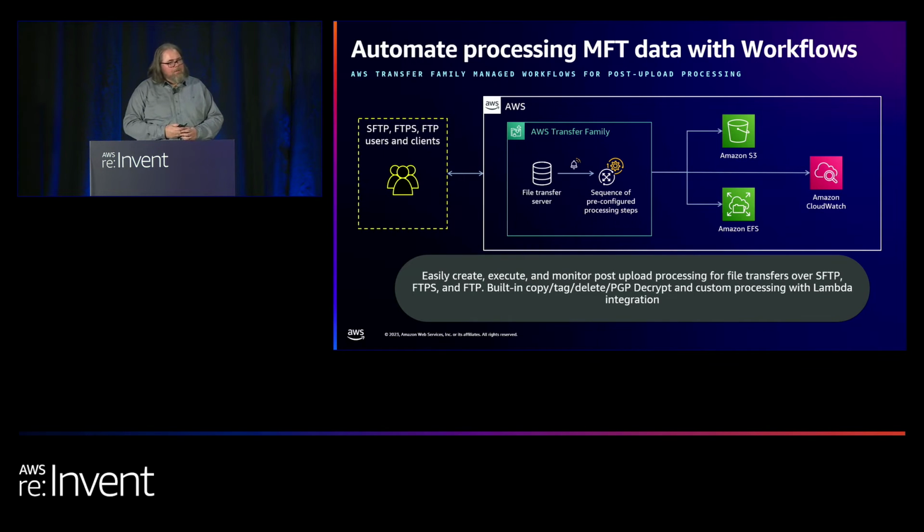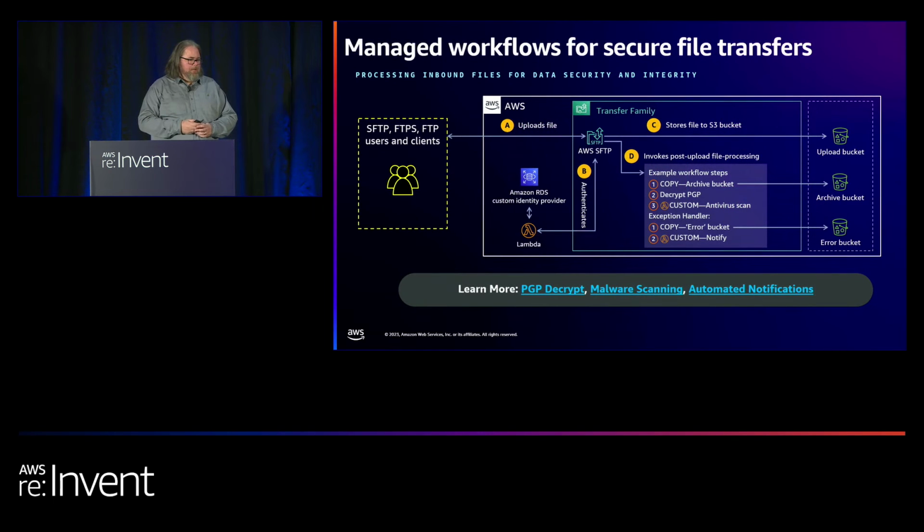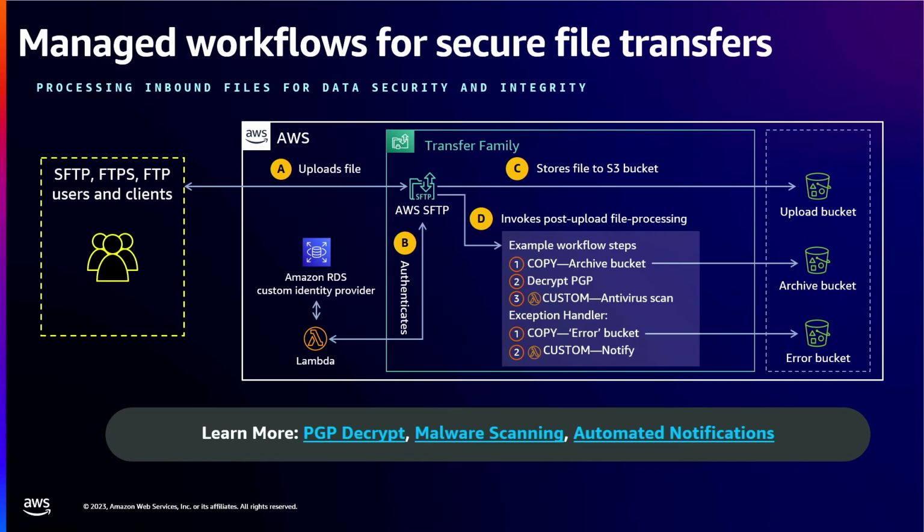Or maybe you need to PGP decrypt that file as it comes in because it's been pre-encrypted, and that's your regulation. Your regulation says all files will be encrypted. A lot of customers are getting their files PGP pre-encrypted. So with managed workflows, you're able to do interesting things like make that archive copy automatically. This is just a simple setup inside the Transfer Family console. You can set it up to decrypt that file.